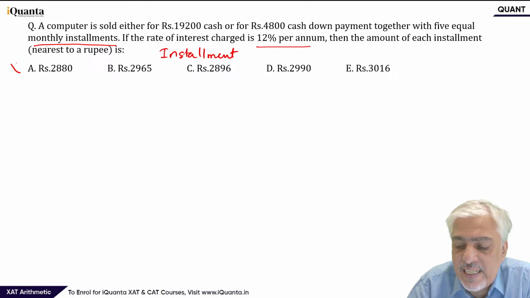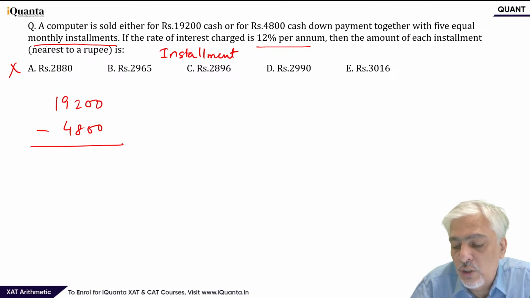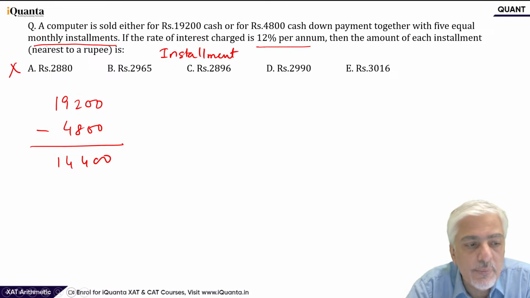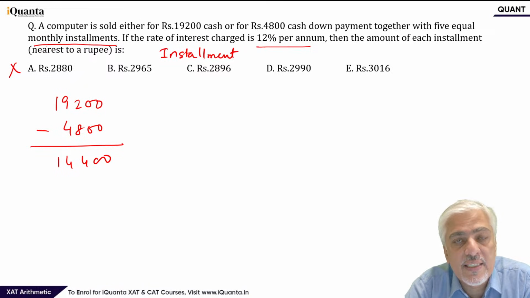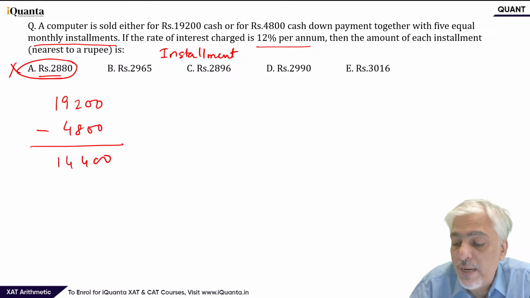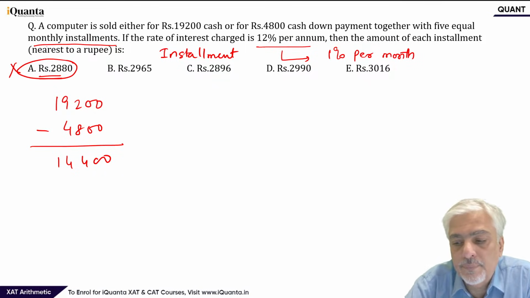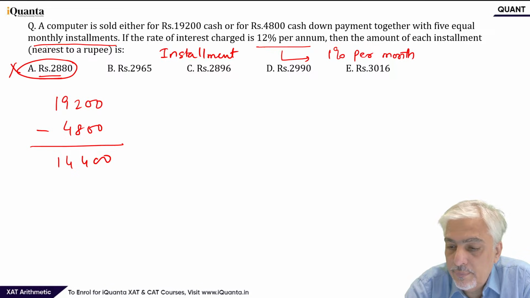In fact, this option will get eliminated most easily because your computer was 19,200. You've already paid 4,800, which means 14,400 is left. If there was no installment, if the interest was zero, then the answer would be A. But there is 1% interest, 12% per annum will mean 1% per month. Okay. No, Paris, your answer is wrong. Janmesh, your answer is wrong.